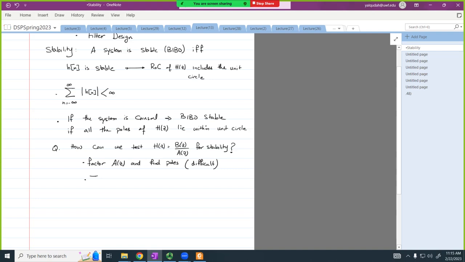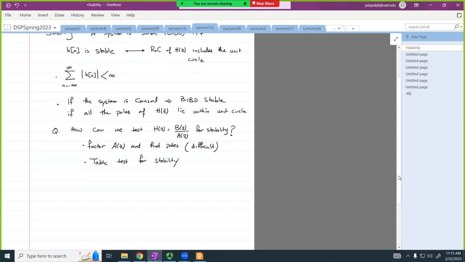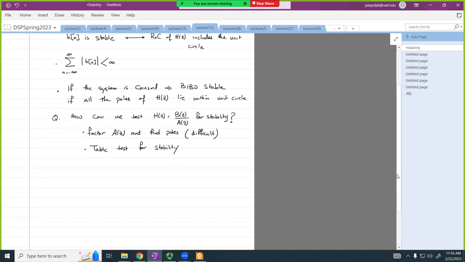So therefore, I'm going to create a table test for stability, and this is what we're going to be doing. We're going to be introducing a tool that will help us determine the stability of H of z. And to do that, we're going to define a Schur polynomial. And a Schur polynomial is a polynomial that does not have any roots outside or on the unit circle.